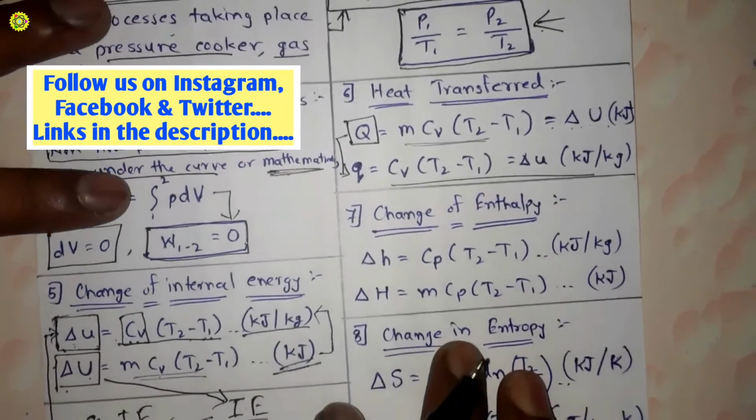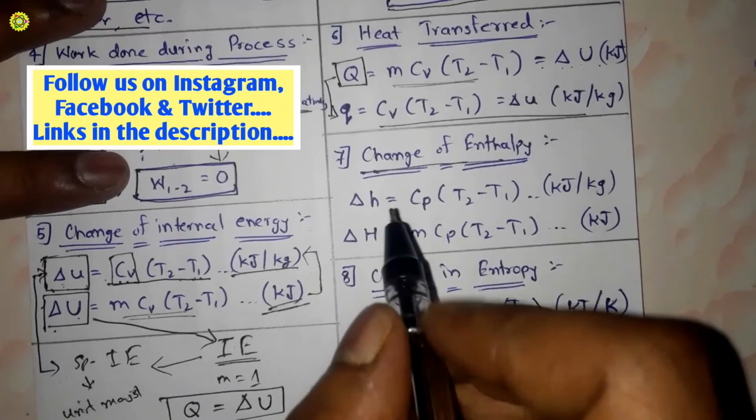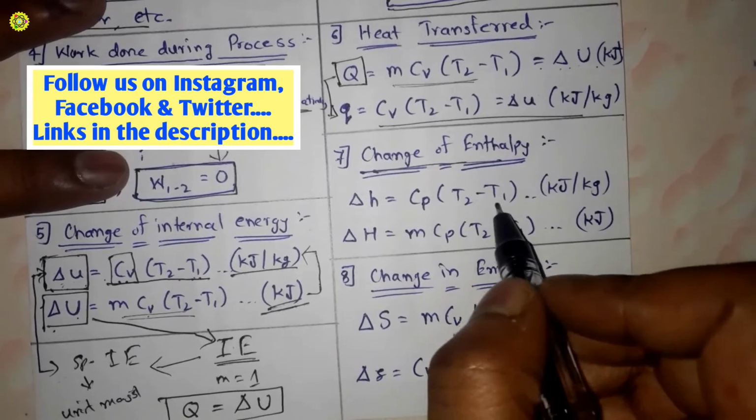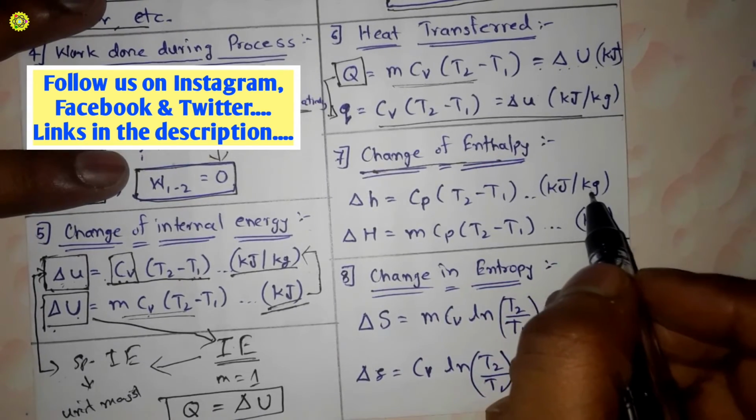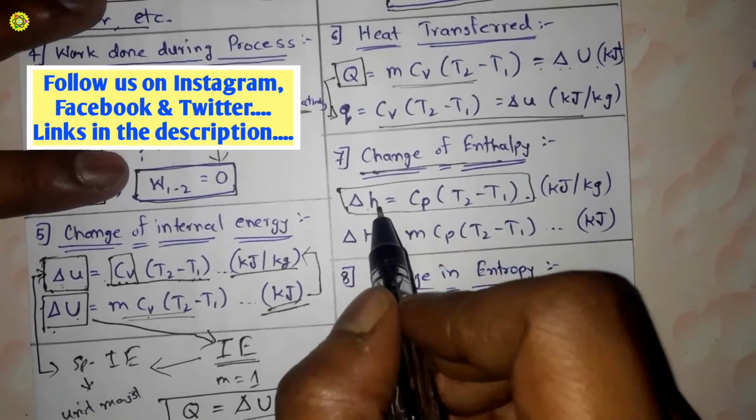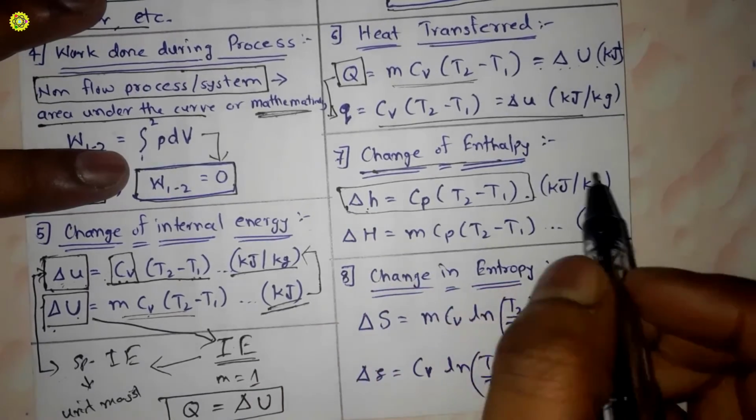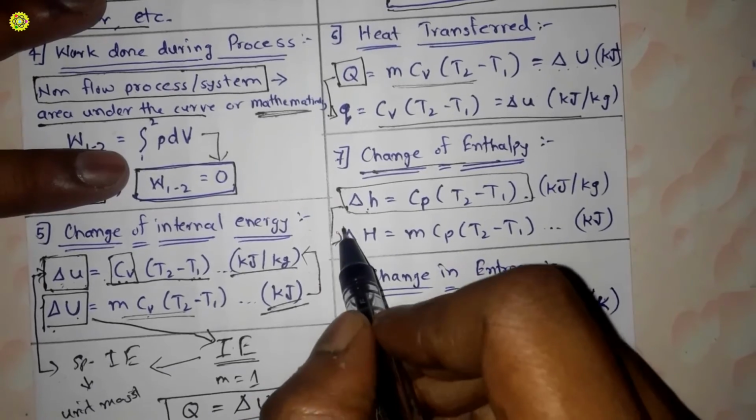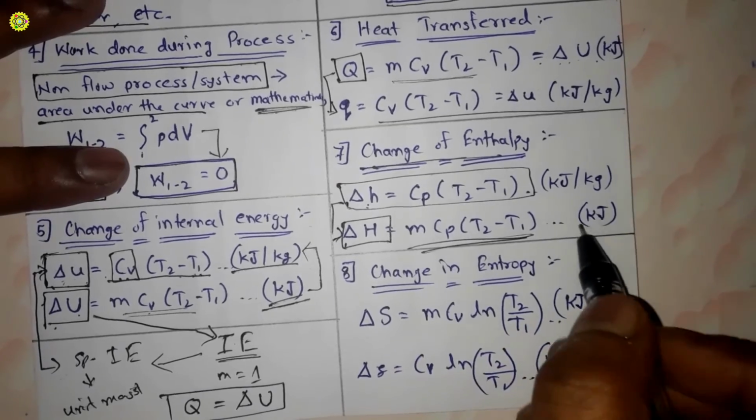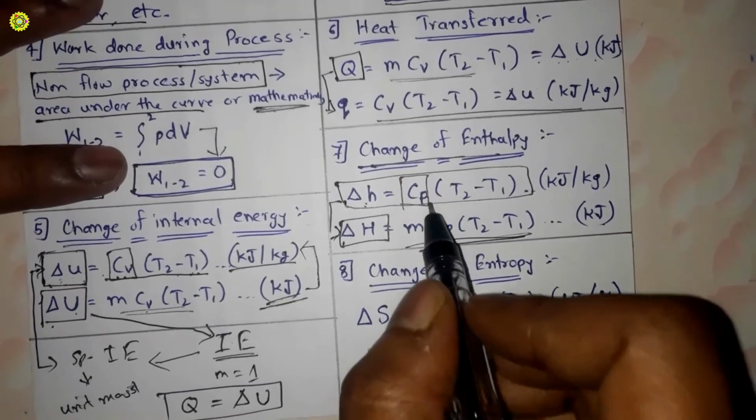Now further, change of enthalpy. Change of enthalpy is given by delta small h is equal to Cp T2 minus T1, and its unit is kilojoule per kg. It is on a unit mass basis, that is the change of specific enthalpy, delta small h is equal to Cp T2 minus T1. And now the change of enthalpy, delta capital H, is equal to m Cp T2 minus T1, and its unit is kilojoule, and here Cp is specific heat at constant pressure.